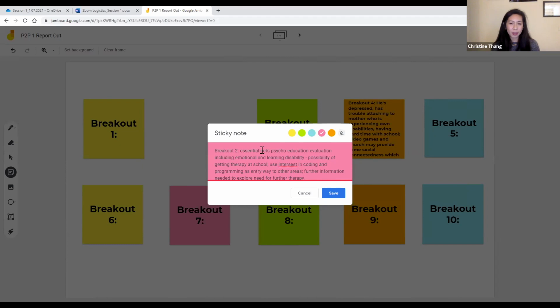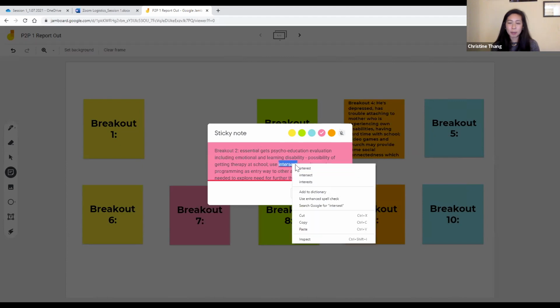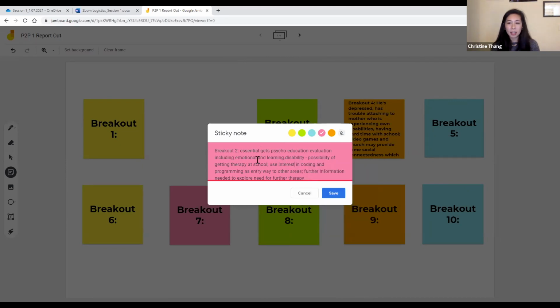And then based on the summary that these two groups have provided, does anyone have any new ideas or something else that you would add when we talk about practice change?